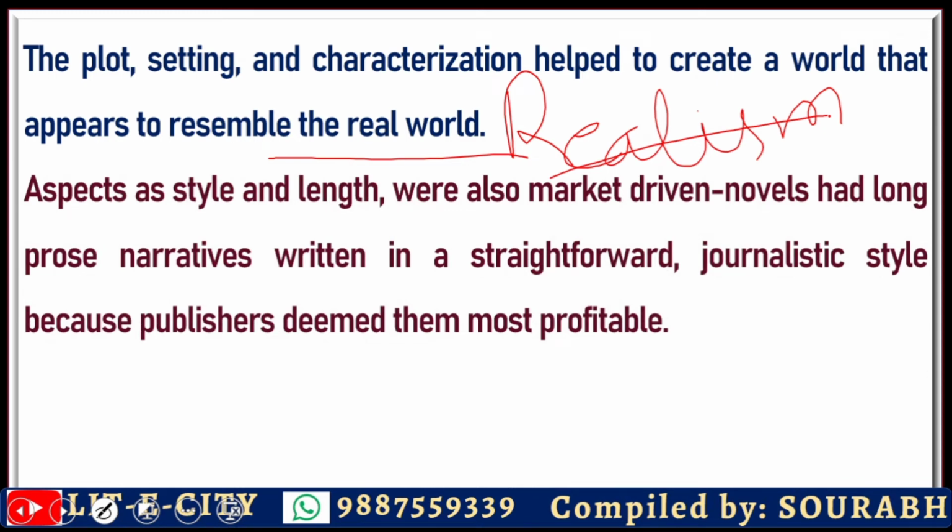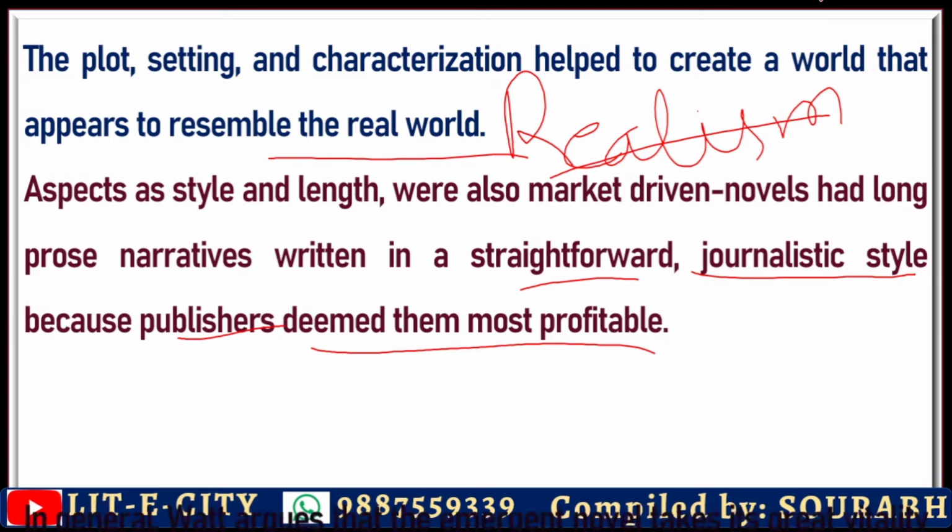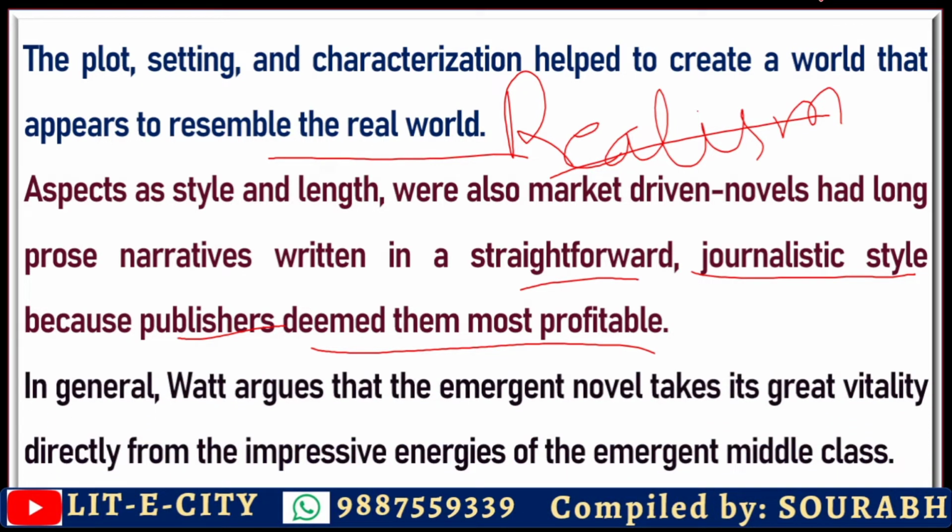Aspects like the style of the work and the length of the work were also market driven, because generally novels of the period had a long prose narrative written in a straightforward journalistic style. All these factors were decided by the publishers because they deemed these factors to be profitable. So in general, Watts argues that the emergent novel takes its great vitality directly from the impressive energies of the emergent middle class and their bourgeois individualism.